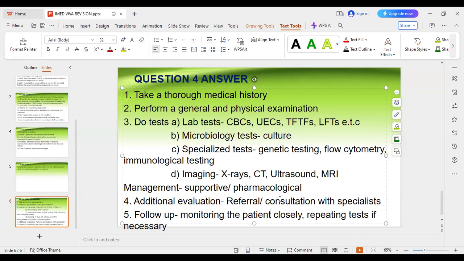Then additional evaluation. So if, for example, they have something like community acquired pneumonia and they have resistant bacteria. Let's say you've given them all the drugs, but it's still resistant. So you have to consult with the infectious disease specialist and then follow up the patient closely and then repeat tests if necessary. Okay. So don't be shocked. You're told diagnostic workup for the patient, 8 marks, and you have nothing to say. This is what you should say.